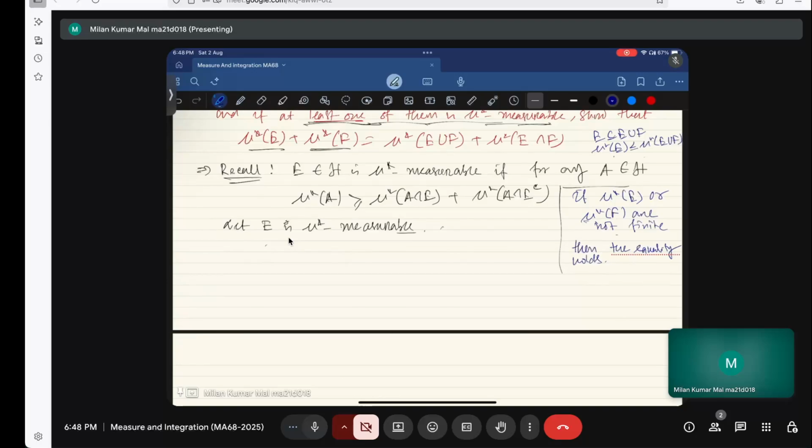So, but if mu star E is infinite, then mu star of E union F will be infinite, and in that case this will be infinite. So the right hand side will be infinite, and here mu star is infinite. So the left hand side is also infinite.